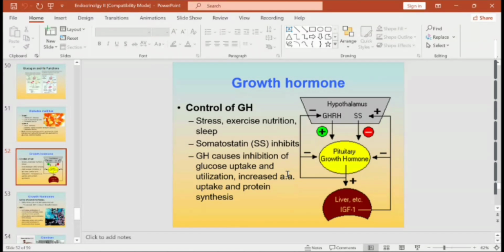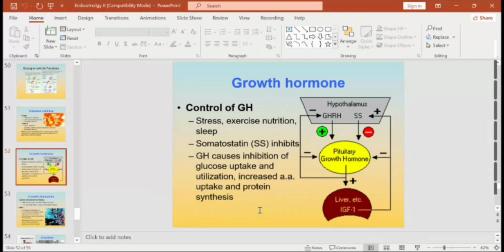So lastly, let's look at the growth hormone. The growth hormone is secreted from the anterior pituitary gland, and the secretion is usually predominant during the early stages of infancy and childhood, and it's responsible for physical growth. The hormone causes growth by inhibiting the uptake of glucose, and in turn increasing the uptake of amino acids.